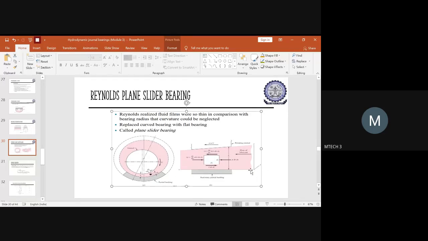Here we use the coordinate system, so be careful. This will be the x coordinate, this will be the z coordinate, and this will be the y coordinate. So the direction of the flow here is with respect to the coordinate system which is shown over here.